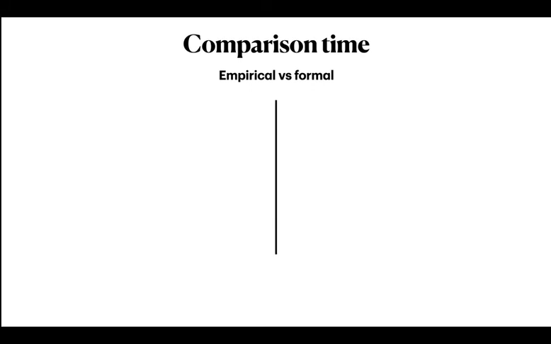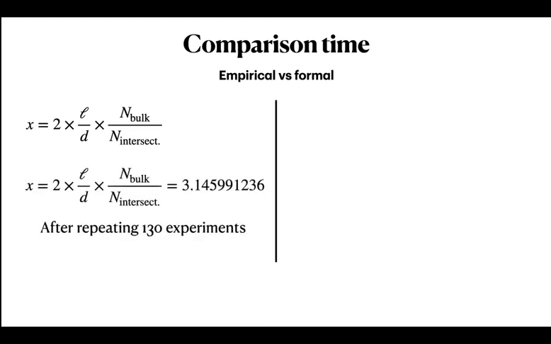So we've got on the one hand the empirical mathematics part, where we performed a bunch of experiments and recorded them and evaluated the following quantity, which is 2 times L over D times n bulk over n intersection, and we obtained after 130 experiments the value 3.1459912336. Again, here I'm not using any significant digits, so there would be something to be said on top of it here. Now, in formal mathematics, we have looked at something a bit more abstract.